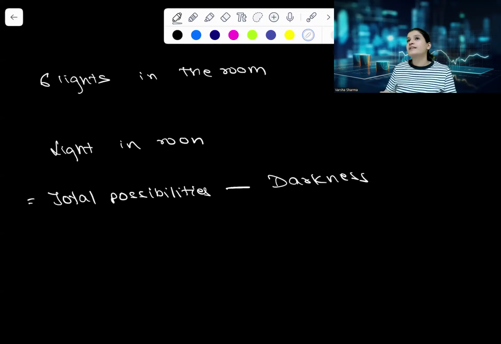If I remove the cases where there is no light in the room, what will be left? A room will have minimum of one light. It can have more than that also. I have a problem with only darkness. The room should not be dark. There should not be darkness in the room, right? So how many ways are there for this? First, let us find out the total. Every light has one switch. Every switch has how many options?